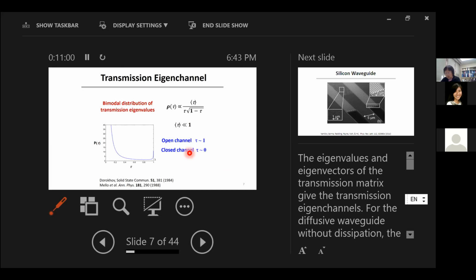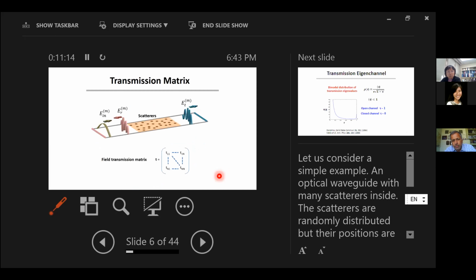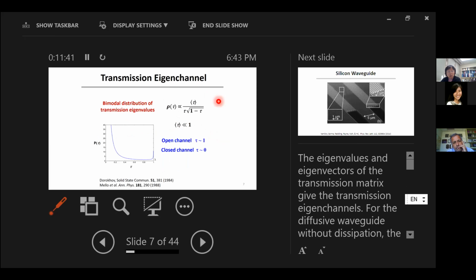May I interrupt you to ask a question? Yes, please. In your example of the waveguide, you're saying that there is always an eigenmode that can go through the scattering medium and emerge on the other side without getting out of the waveguide. So nothing gets out of the waveguide for that particular eigenmode where tau is equal to 1? Yes, for tau equal to 1, everything will be transmitted. Nothing will go back. And you say that for any scattering medium, there is such a mode? Yes. Because this distribution is universal.